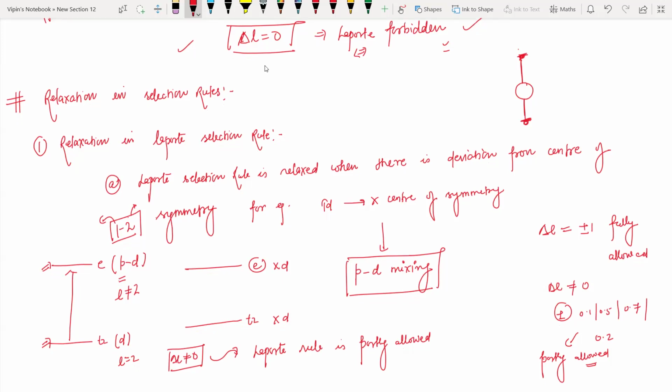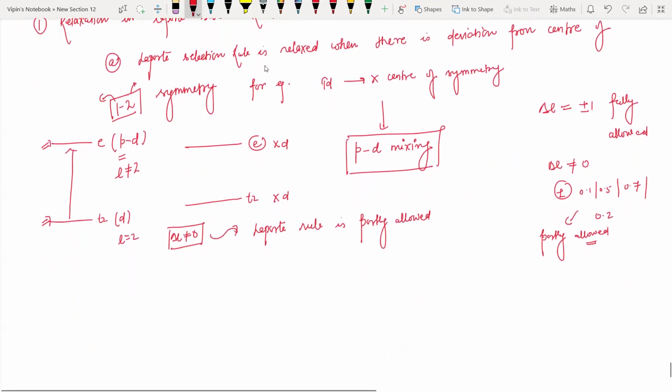So in any complex, when there is deviation, the more the deviation from the center of symmetry, the more will be the possibility of mixing of orbitals, and so the more will be the allowedness of Laporte selection rule. So the more the deviation from center of symmetry, the more will be the relaxation in Laporte selection rule. Here we have discussed an example of a tetrahedral system.